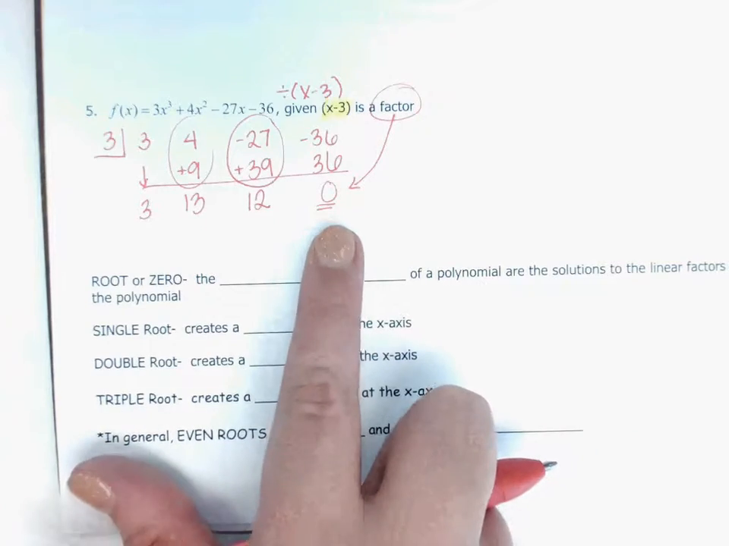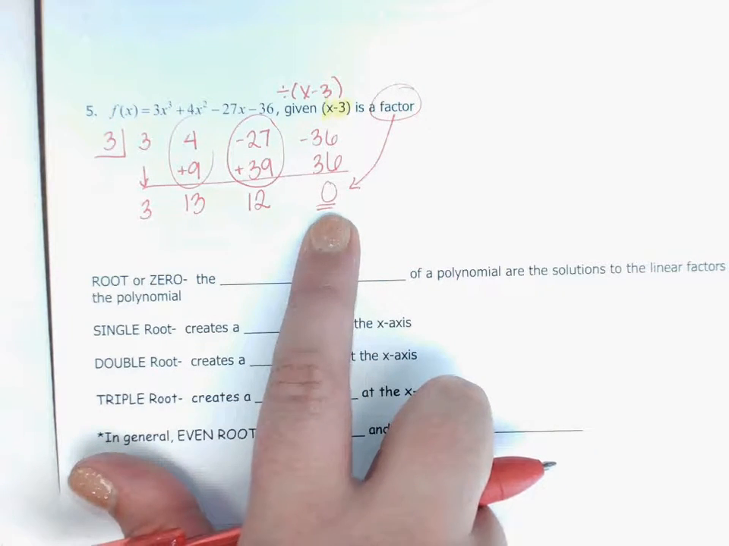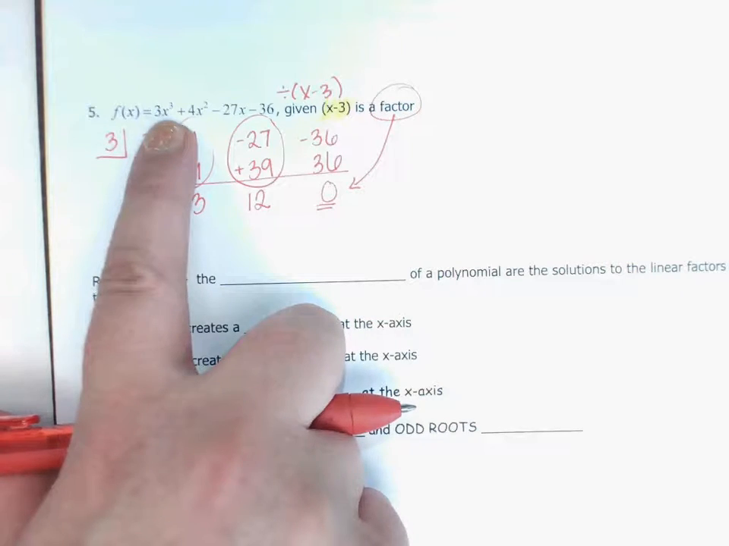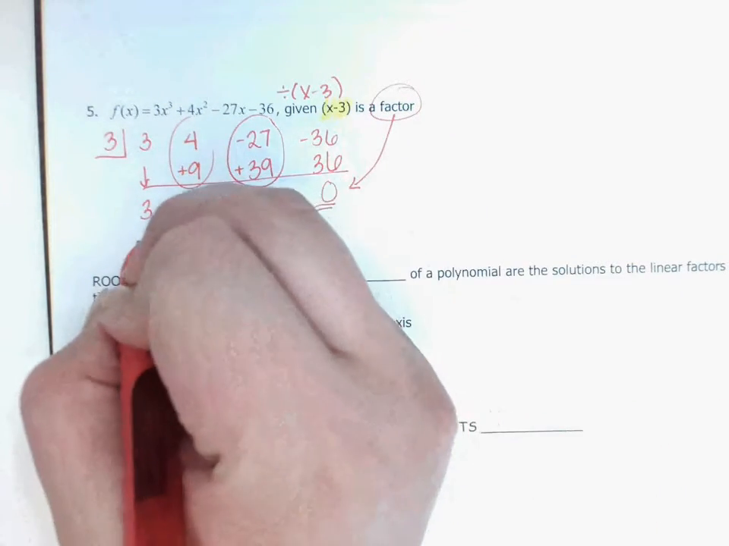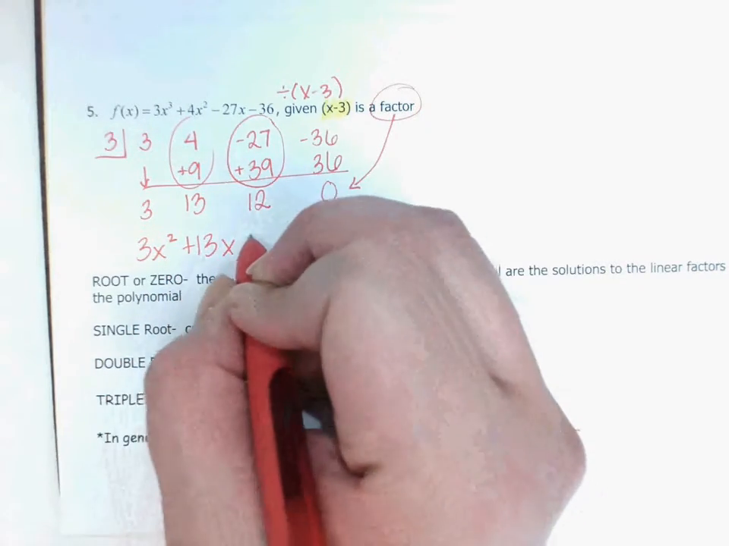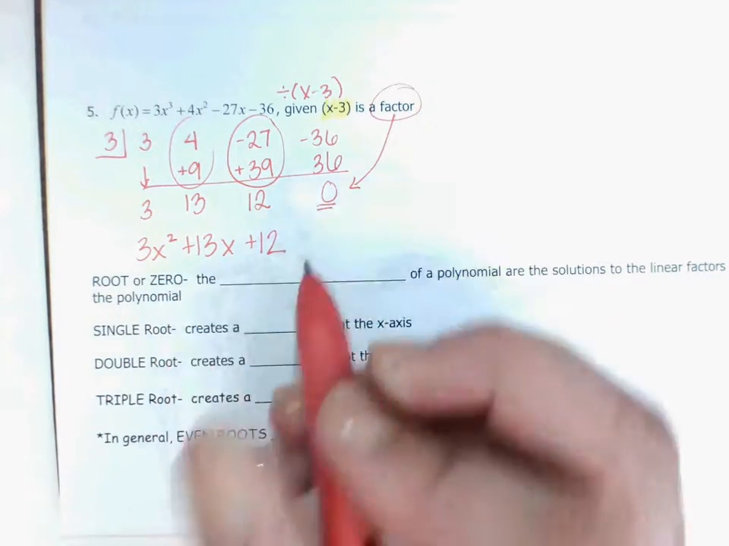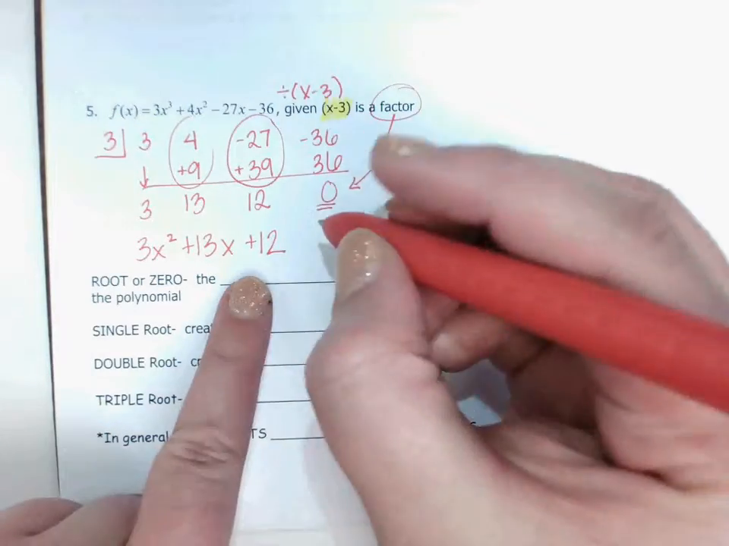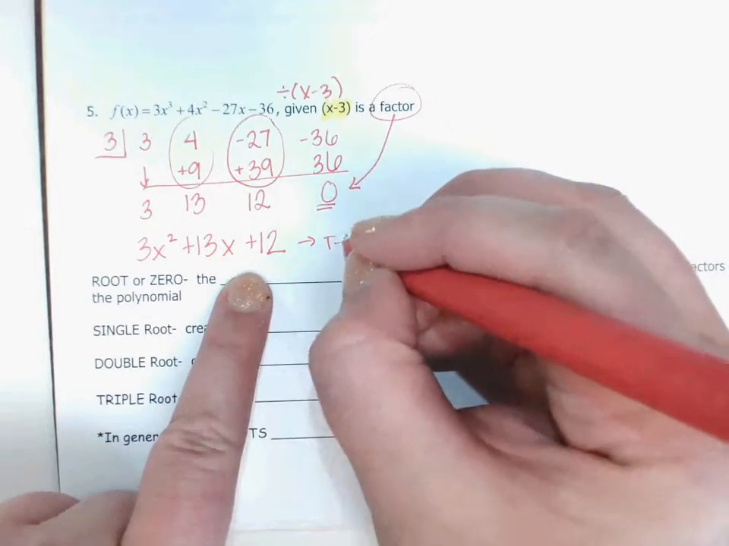Because I see that that's a 0, I know that I can factor what's left over. If this is cubic, where does my answer start? X squared. So it's a 3x squared, a plus 13x, and a plus 12. And then some of y'all on your test, you didn't write the remainder of 0. That's fine. If there's 0 left over, you don't have to put it. Okay, from here, we're going to T-chart this.